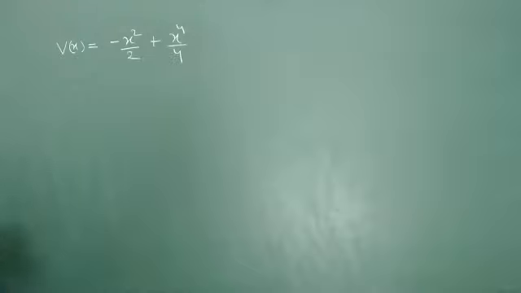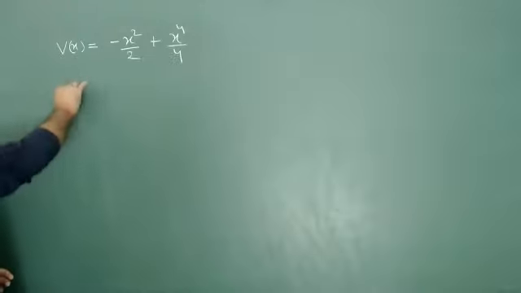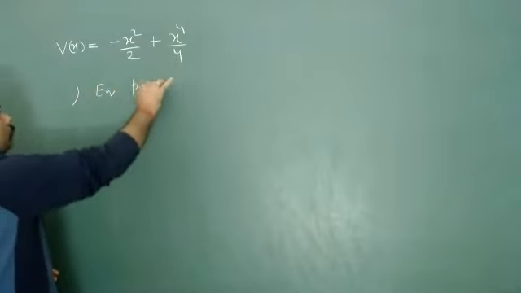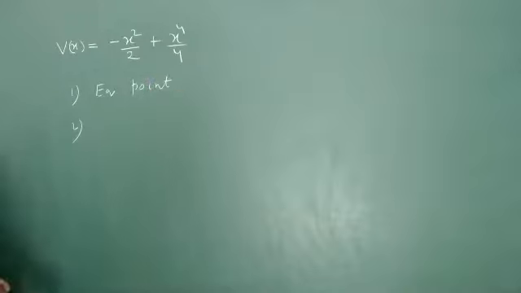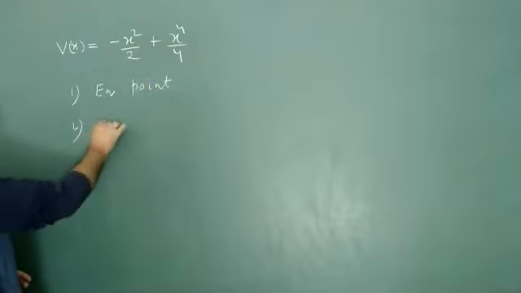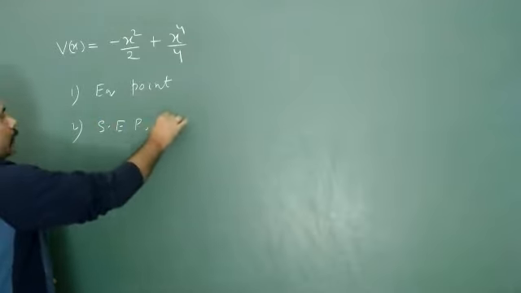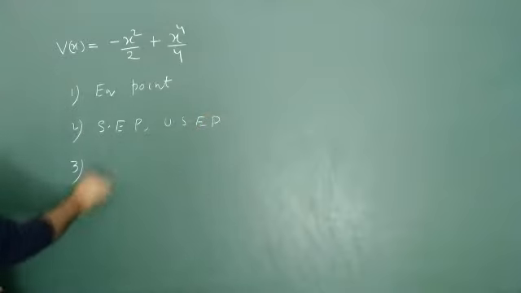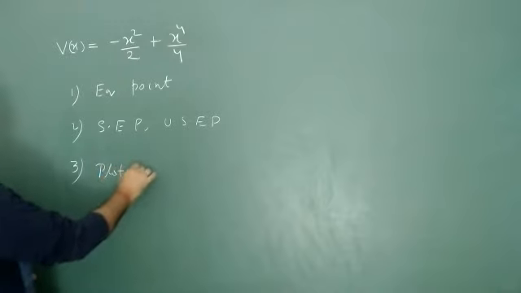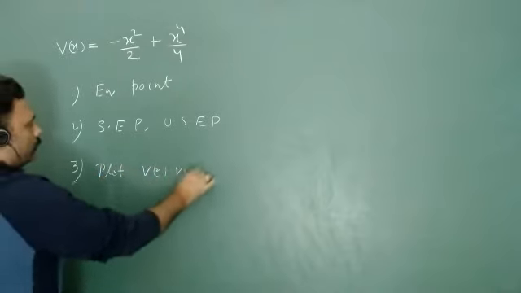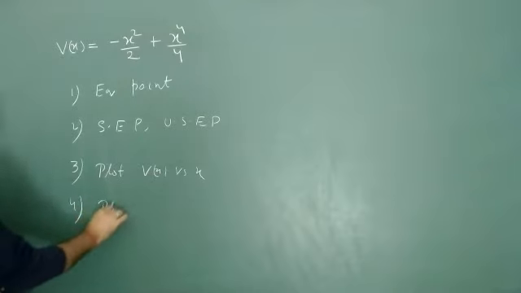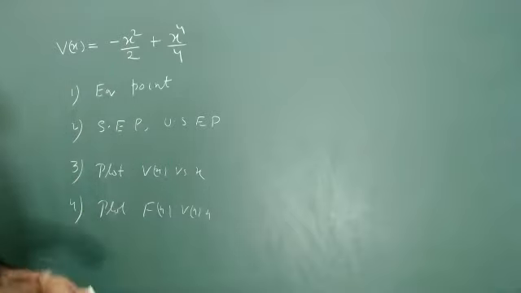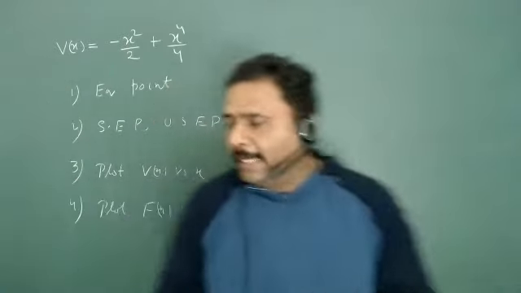Okay, so again, what is my target? My first target is to find the equilibrium points. The second target is to find the stable equilibrium points and unstable equilibrium points. My third target is to plot Vx versus x. My fourth target is to plot Fx, force versus x. And then we will try to analyze the relationship between potential and force.